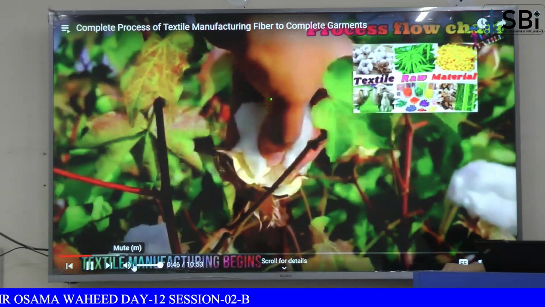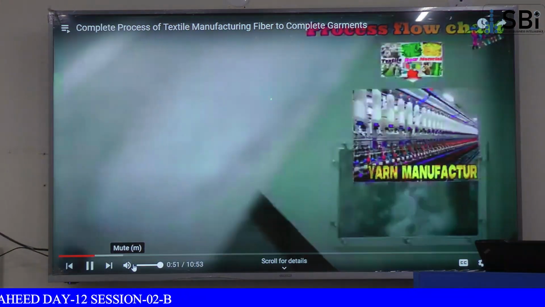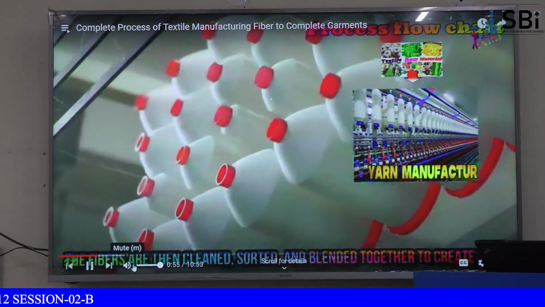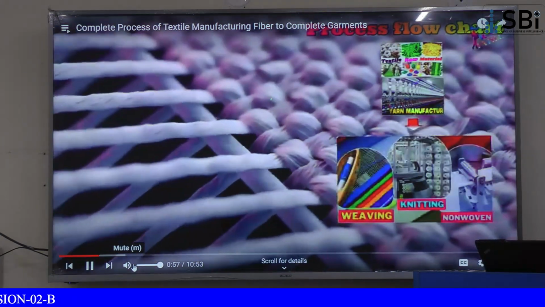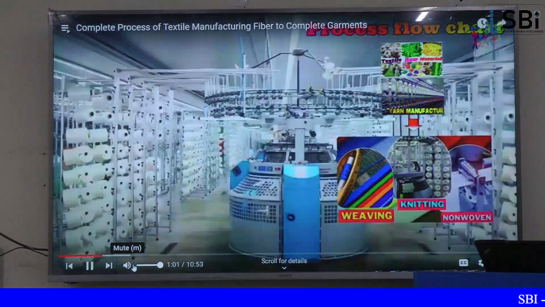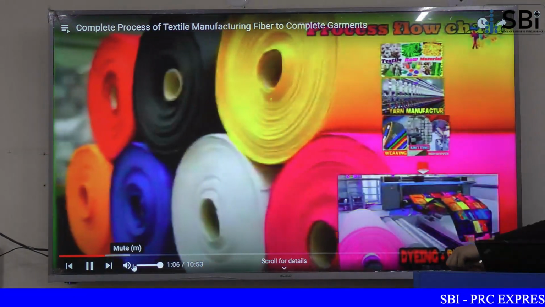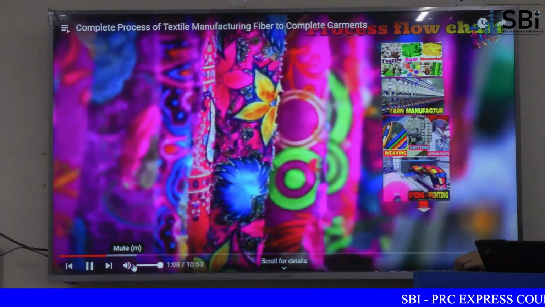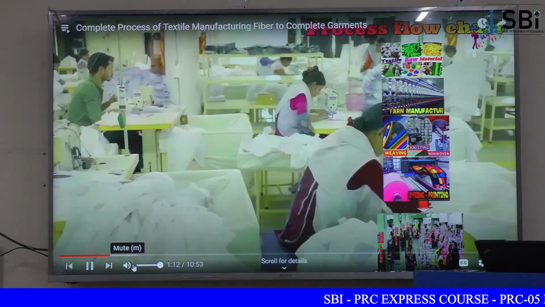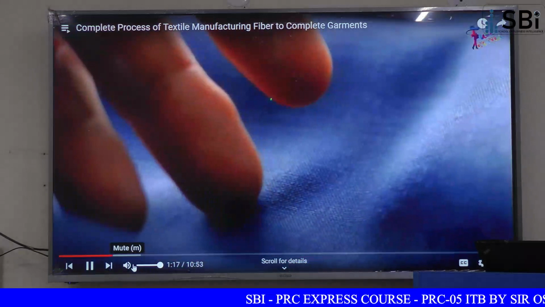Mainly, textile manufacturing begins with the harvesting of raw materials. The fibers are then cleaned, sorted, and blended together to create yarns. Yarn is made into fabric by weaving or knitting it on a loom. Then the fabrics are dyed or printed in different colors and patterns. Finally, the fabric parts are cut and sewn together to get the desired garments. Let's dive in deeper.